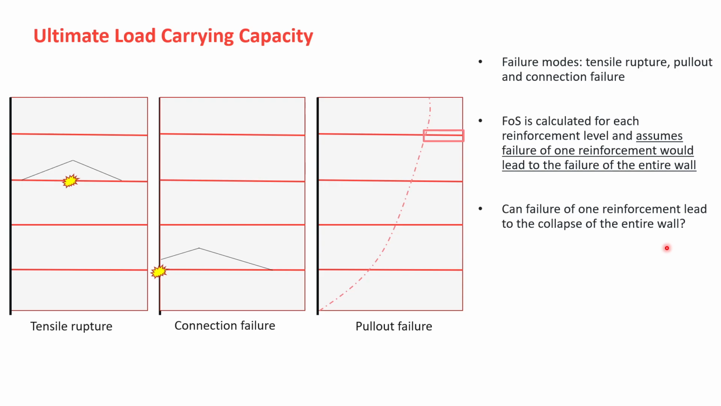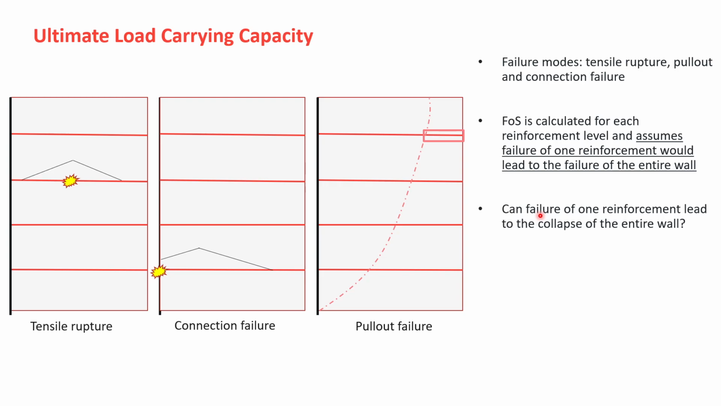So, for example, we have 3 failure modes when it comes to MSE walls. You have the tensile rupture here, and it could fail at the connection, and also you have the pull-out failure. And what we do is, we calculate factor of safety for each and every reinforcement layer for those 3 failure modes. And we assume that if you have a factor of safety less than 1 for one of those failure modes, then your whole thing is going to collapse.